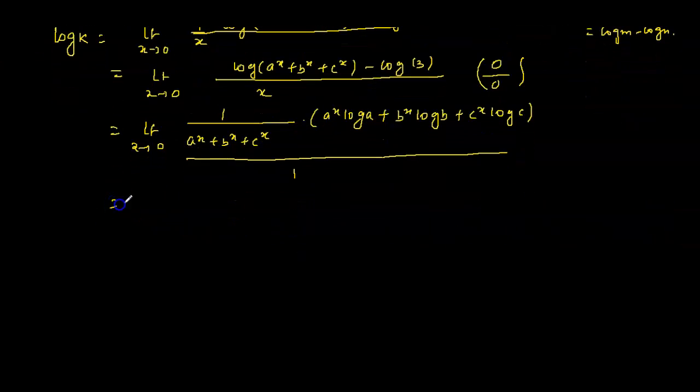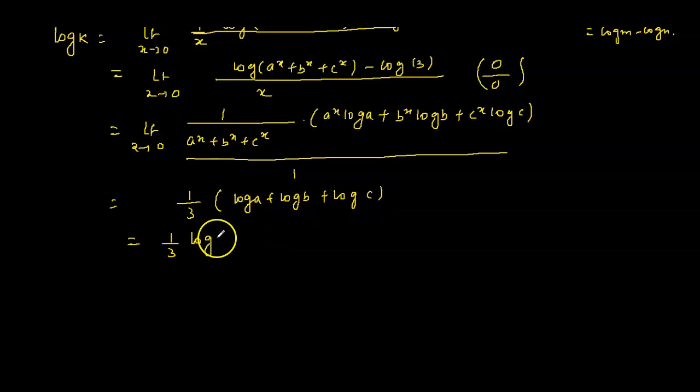Okay. So now you put 0 here. So this is 1, 1, 1, so it becomes 1 by 3. And this one becomes a power 0 is 1, but log of a will be there: log of a, log of b, log of c. So I can write here 1 by 3 times log of a plus log of b plus log of c, which is given by log of a, b, c.